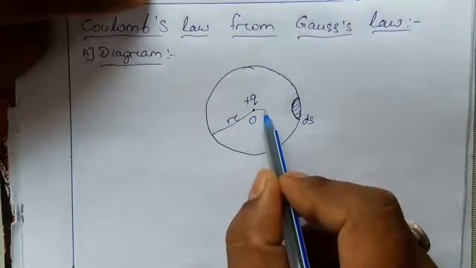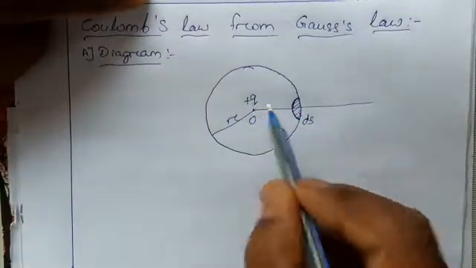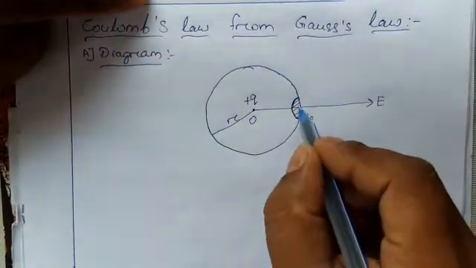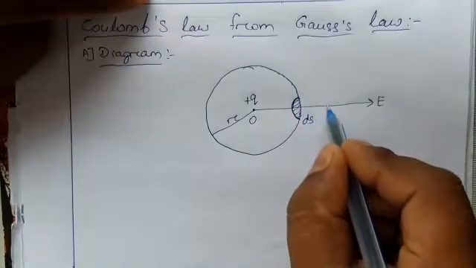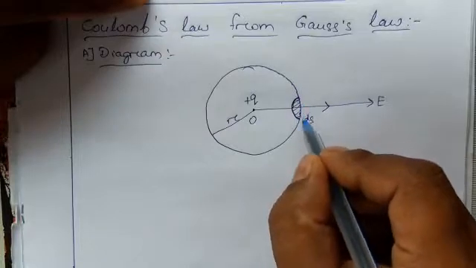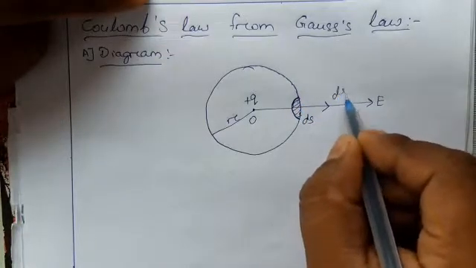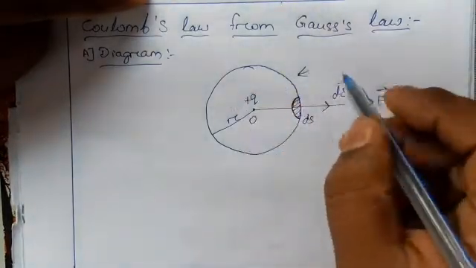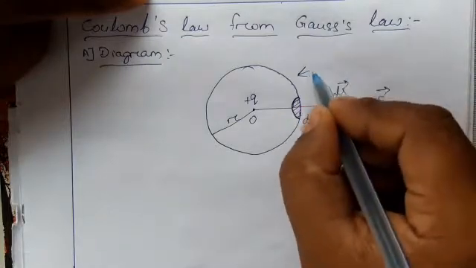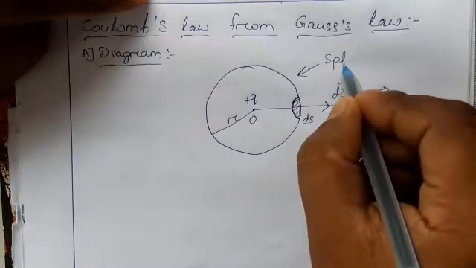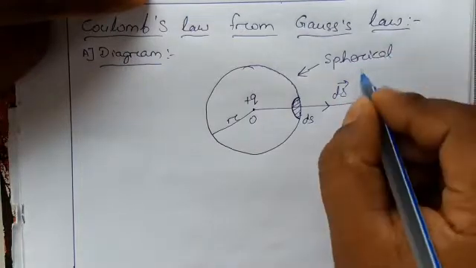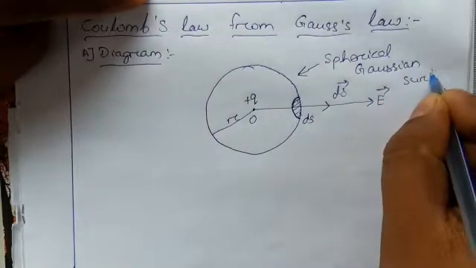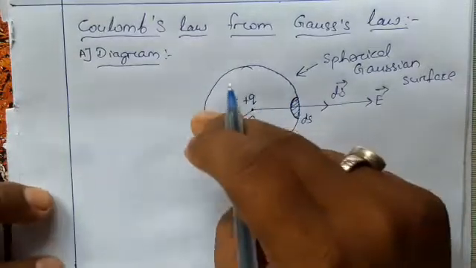From that area I will draw an electric field line due to the plus Q charge. The electric field line is directed away from the sphere, and for the ds area the area vector is along the electric field line, which is perpendicular to this surface. So this is the area vector, this is the electric field, and I can assume the sphere is a spherical Gaussian surface. So this is all about the diagram.